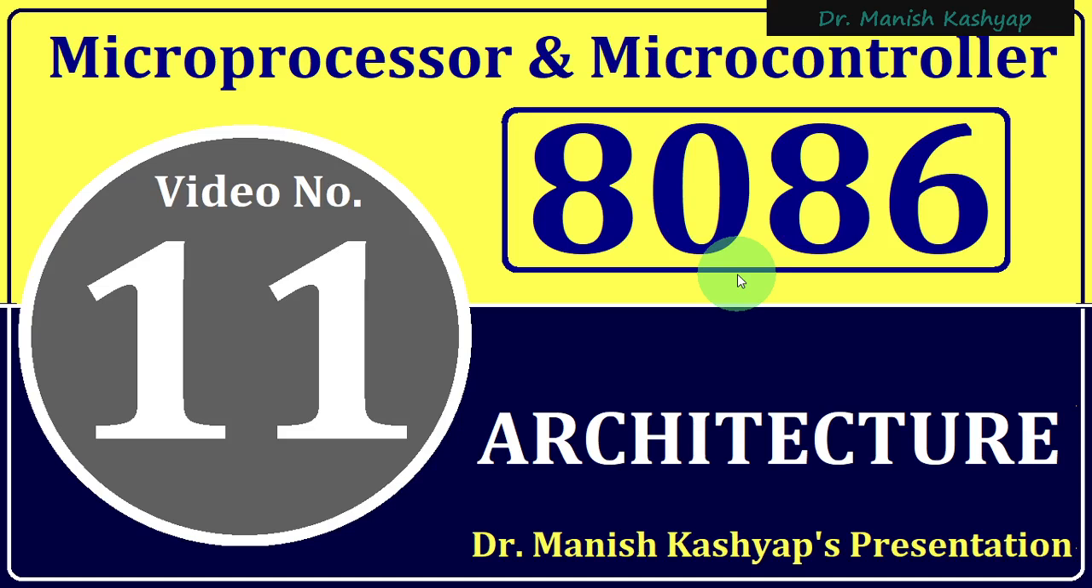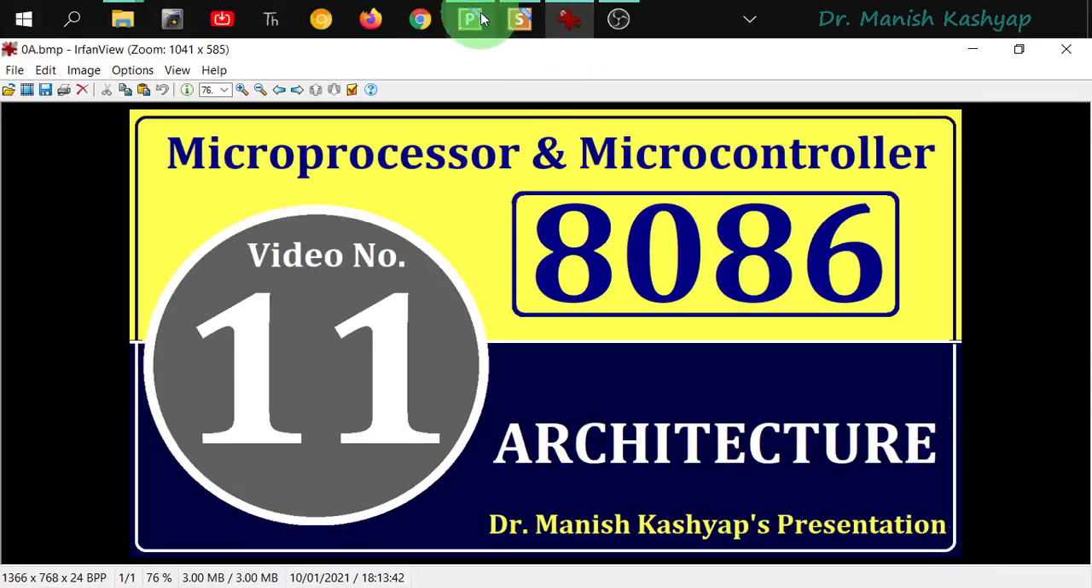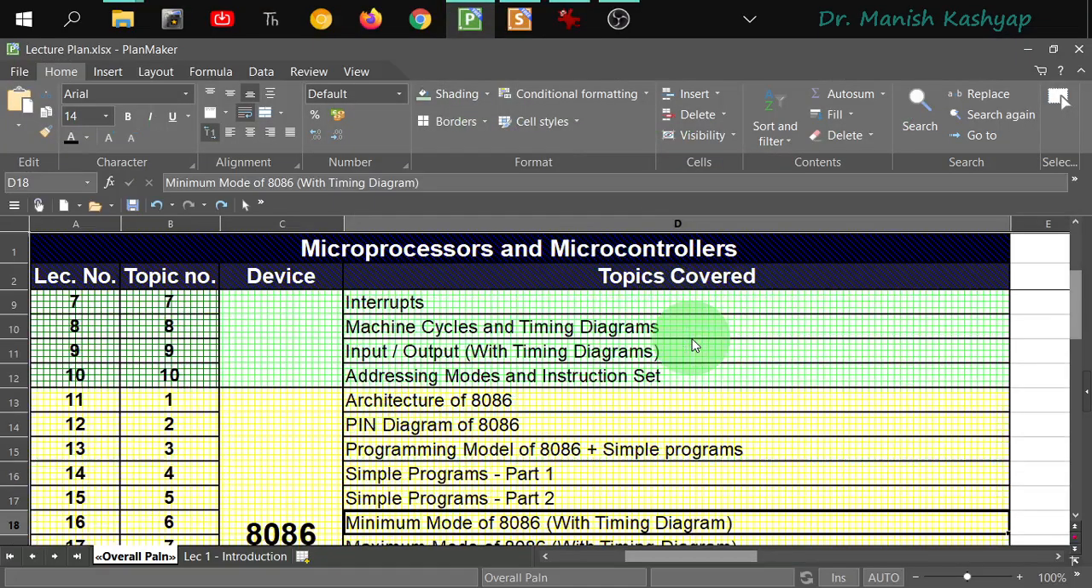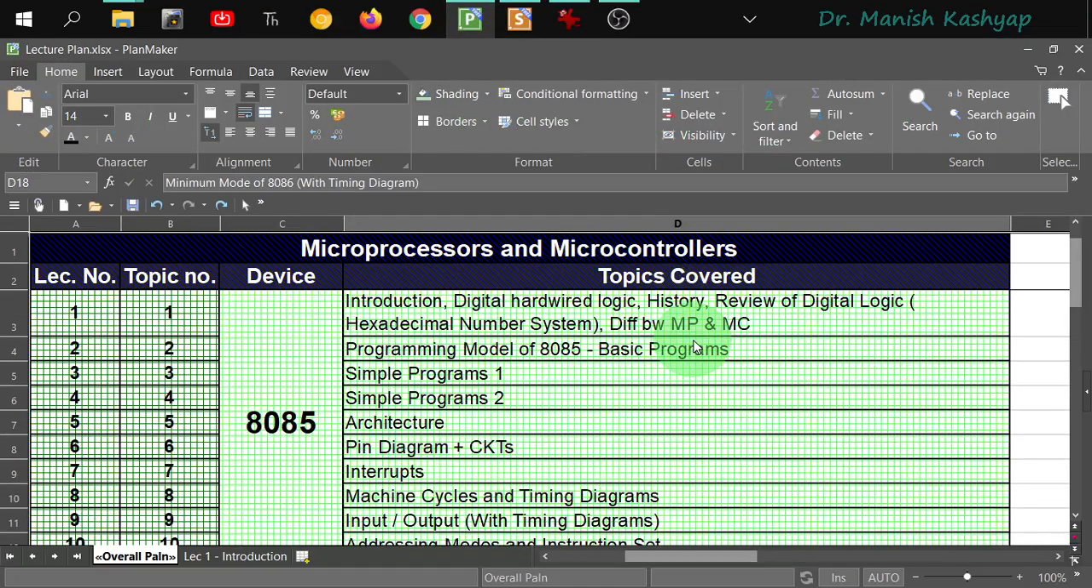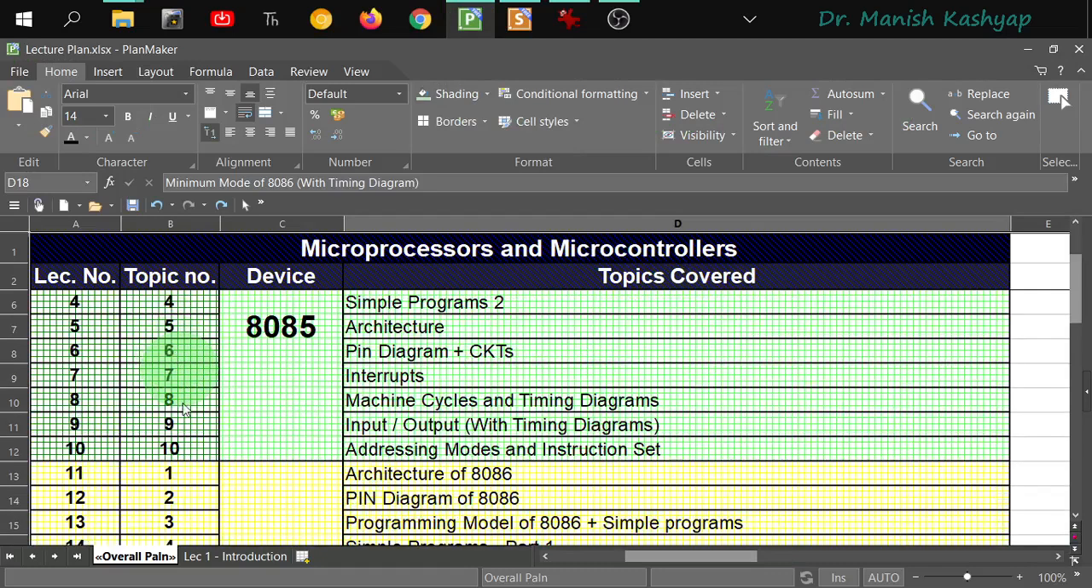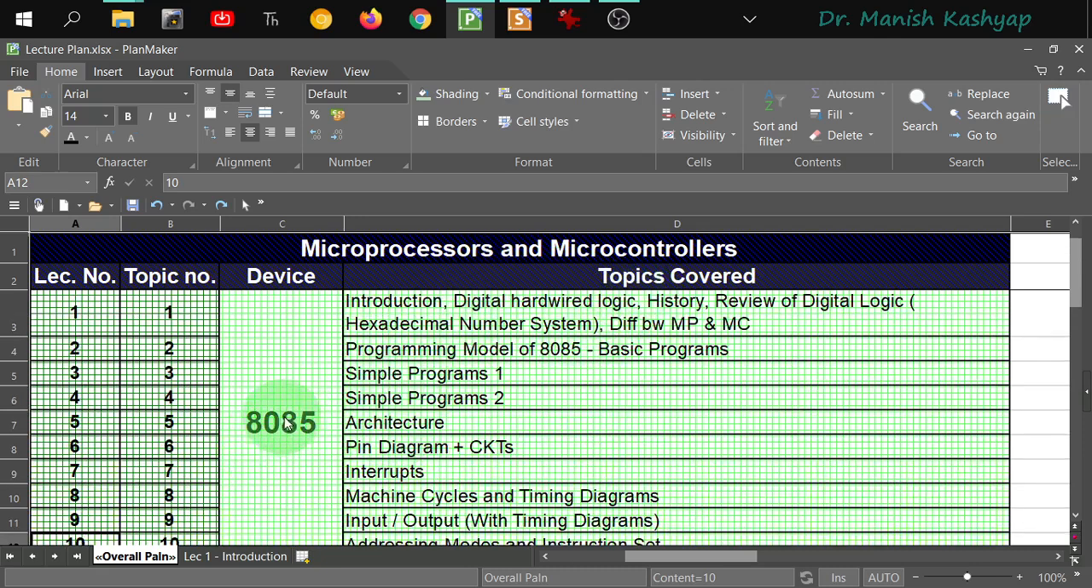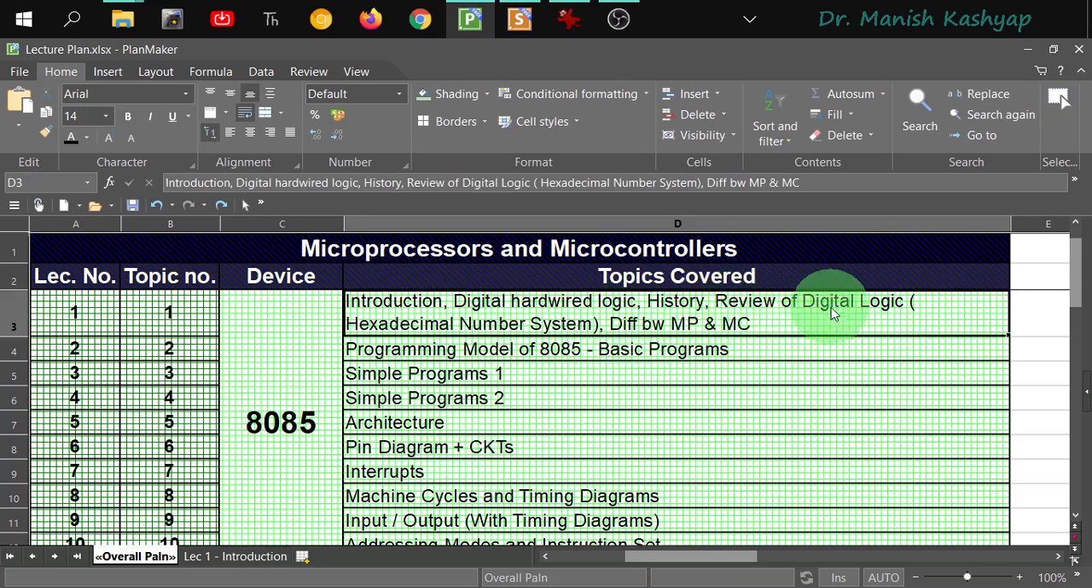So let me begin this 8086 discussion by showing you what we have done up till now and what we are going to do. Up till now, we have covered 10 lectures, and in these 10 lectures, we have discussed the 8085 microprocessor. We covered the digital hardware, logic, history, and then the difference between microprocessor and microcontroller in the first lecture, which was a generic lecture where we discussed what microprocessor and microcontroller are.